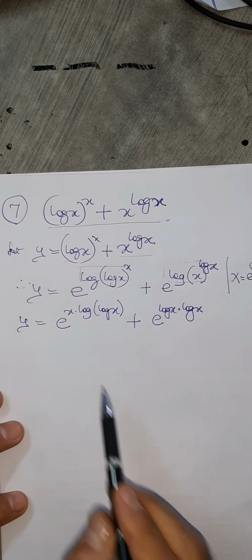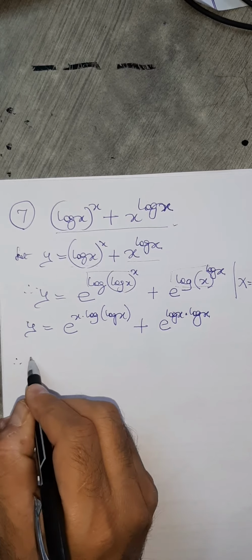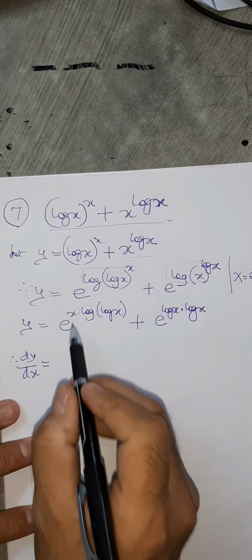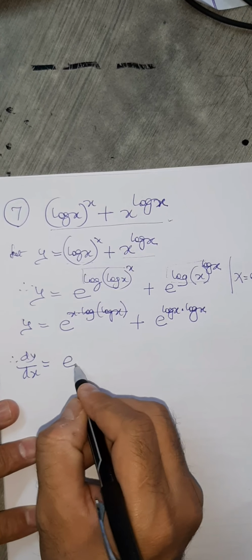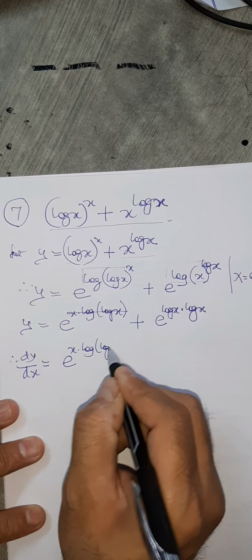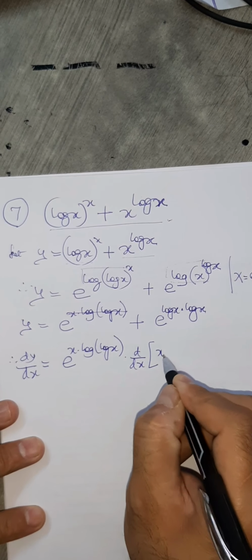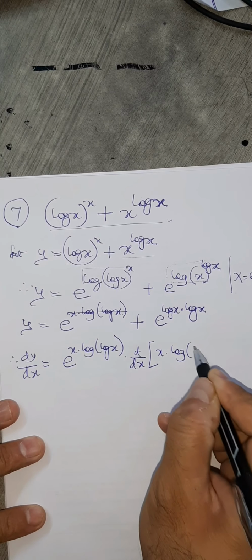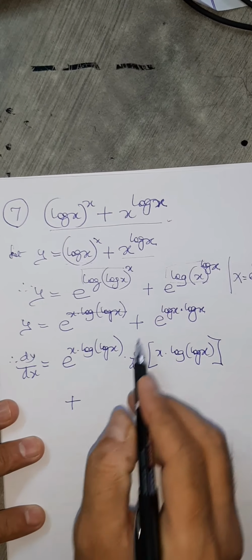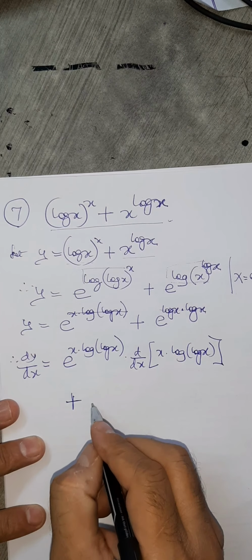Now differentiation, because this is e raised to x, so straightforward dy by dx. So dy by dx equals, what is the derivative of e raised to x? E raised to x. So e raised to x into log of log x, into, by chain rule, d by dx of x log of log x, plus here the derivative of e raised to x.